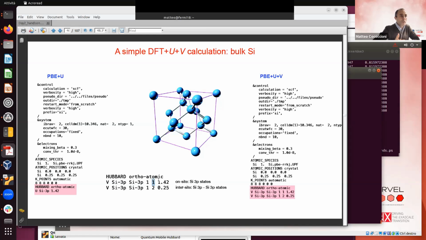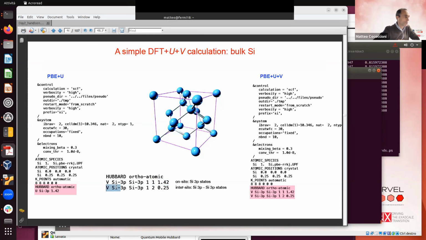You have to do that because, although it might seem stupid doing it this way, when you use V, you cannot input a line starting with U. So you have to do this. And this is, again, the value of the U you want to use on the silicon 3p states, in electron volts.